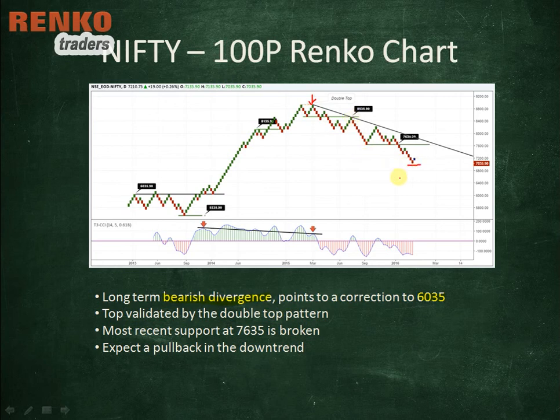Right now we are noticing a bit of a reversal near the 70.35 level, and if this is valid, you could expect a test back to the 7600 levels at the very least. So the 100 point Renko chart for NIFTY is showing us that the momentum to the downside is slowing down, and we could possibly expect to see a correction in the near term to this downtrend.